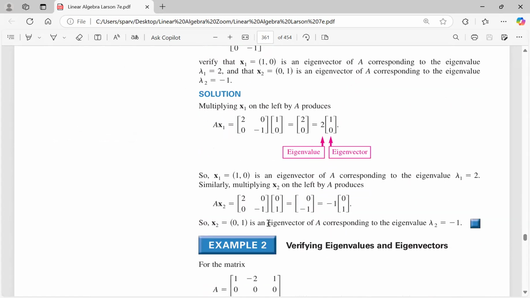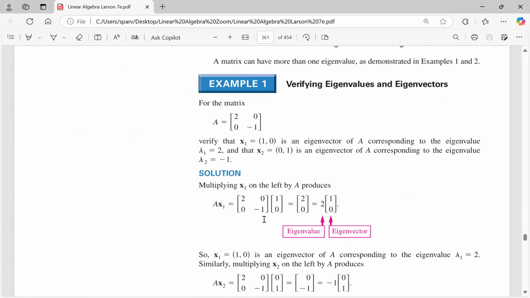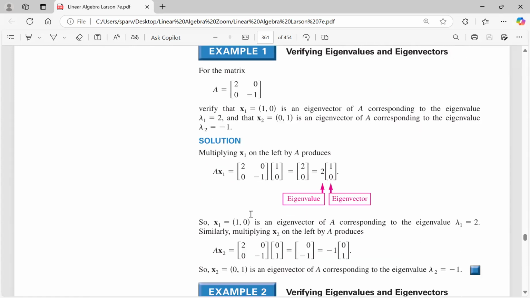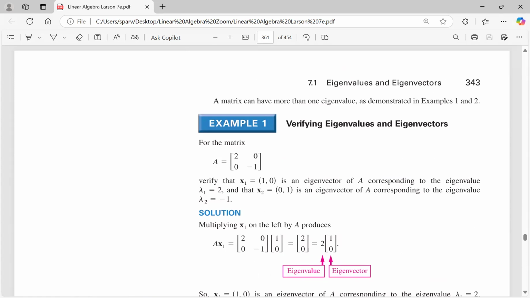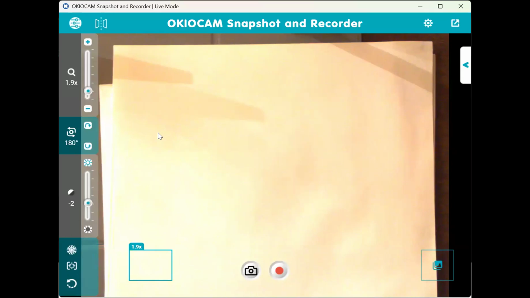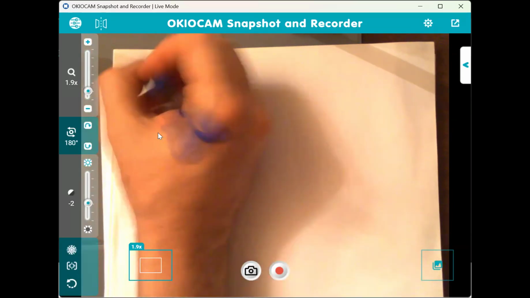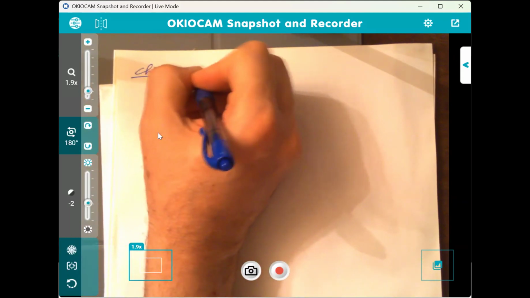So let's take a look at, well, there is an example here, but I'll make up a simple example so we can look at it. So here's our example, in chapter 7, section 7.1. Let's just call it an example.